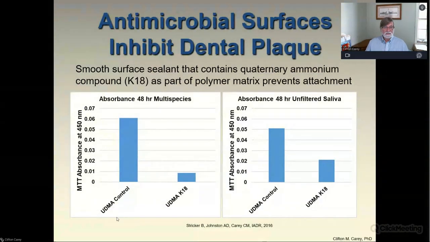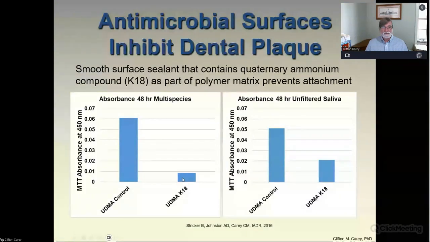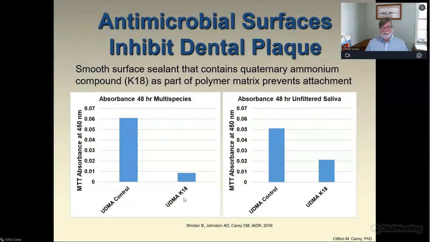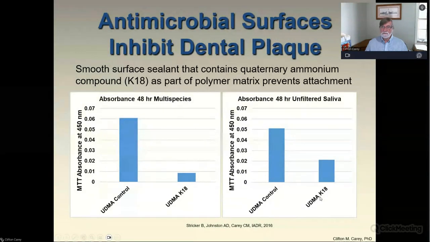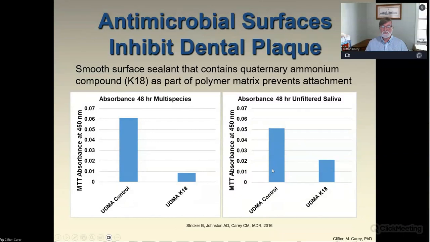In the lab, we took this and said, okay, let's see how much that affects the metabolism. And so we made surfaces with this sealant, with the K18 and without the K18. And for our 48-hour multi-species system, you see that we reduced the amount of metabolism significantly, by a factor of about 5. And so we reran these same experiments with some new samples and used whole unfiltered saliva, just like I'd mentioned in the other experiment. And here we reduced the metabolism of the whole biofilm by more than 50%. That's a pretty big, important thing that says that maybe we should test this further.